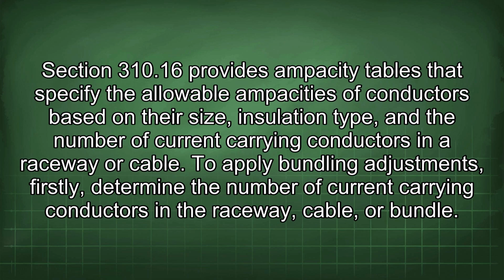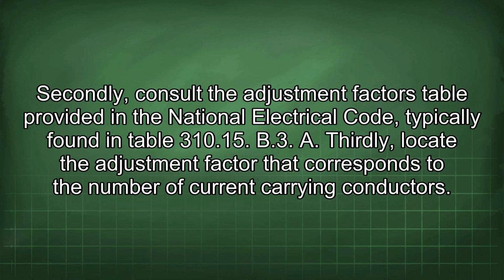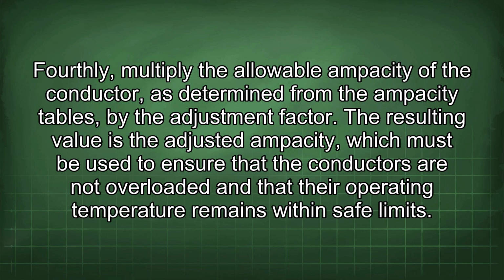To apply bundling adjustments, firstly, determine the number of current-carrying conductors in the raceway, cable, or bundle. Secondly, consult the adjustment factors table provided in the National Electrical Code, typically found in Table 310.15(B)(3). Thirdly, locate the adjustment factor that corresponds to the number of current-carrying conductors. Fourthly, multiply the allowable ampacity of the conductor, as determined from the ampacity tables, by the adjustment factor. The resulting value is the adjusted ampacity, which must be used to ensure that the conductors are not overloaded and that their operating temperature remains within safe limits.